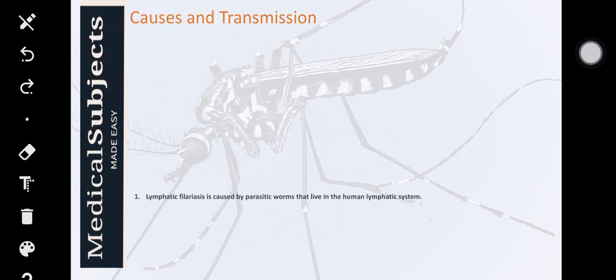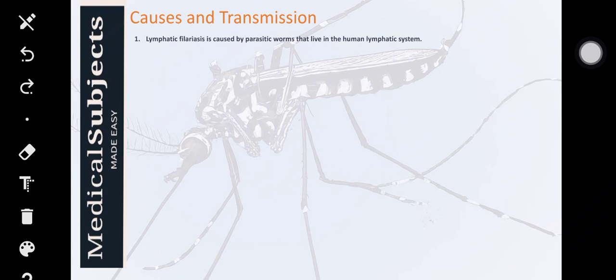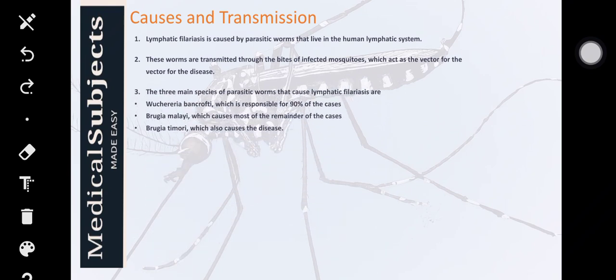So lymphatic filariasis, the causes and treatment: it is caused by parasitic worms that live in the human lymphatic system. These parasitic worms are called microfilaria. These worms are transmitted by bites of infected mosquitoes, which act as a vector for the disease. The three main species of parasitic worms that cause lymphatic filariasis are, first, Wuchereria bancrofti, responsible for almost 90% of cases. 90% of the cases worldwide are mainly because of Wuchereria bancrofti. The remaining 10% are by two species, Brugia malayi and Brugia timori.